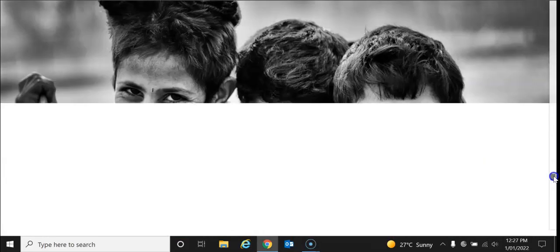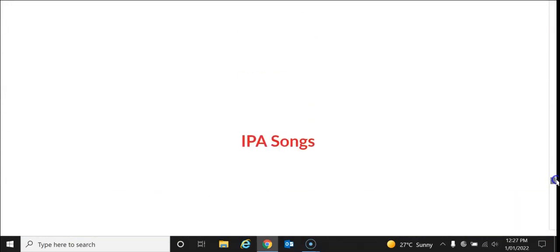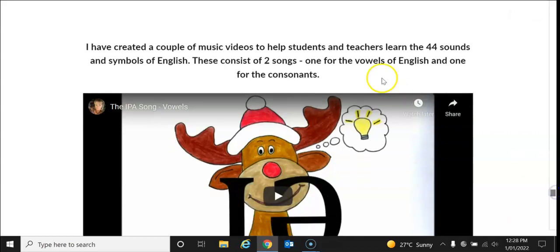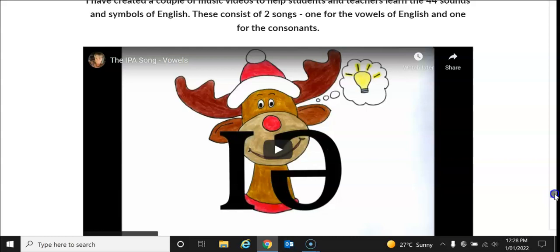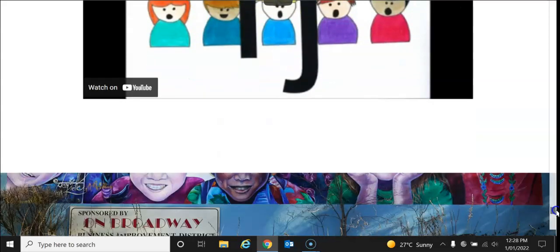And finally, here are a couple of songs that I've written called the IPA Songs. These songs are simply to help students and teachers to learn the 44 sounds and symbols of English. These consist of 2 songs, one for the vowels of English and one for the consonants. So it's just a fun way to learn the symbols and sounds. So you've got this one, you can see the link below for that. And then there is the consonant phoneme song, IPA song.